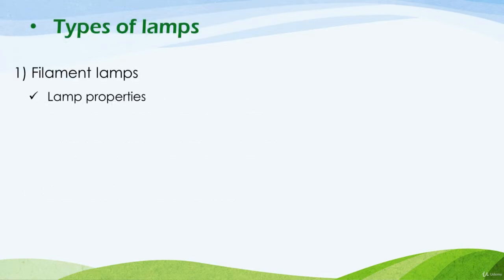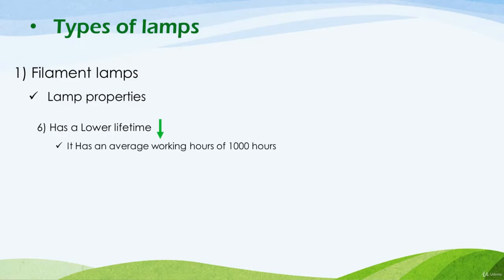So let's go ahead. The next important property of the filament lamp is that it has a lower lifetime that has an average value of 1000 hours. And this means the filament lamp works for an average of about 1000 hours, and after that it burns out or is damaged. But this is a very low number of working hours compared to the other types of lamps that last much more than 1000 hours. So, in general, this is a low lifetime for the filament lamps.